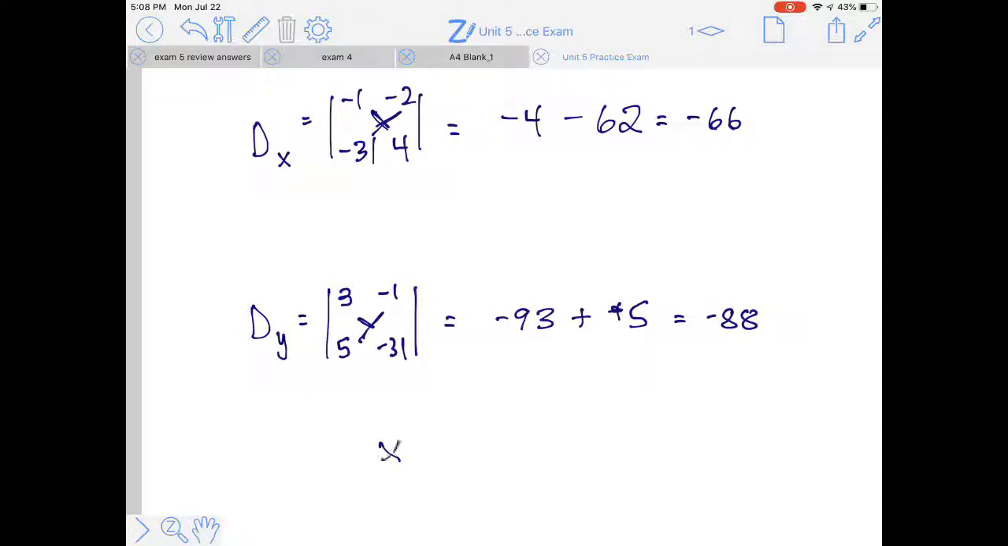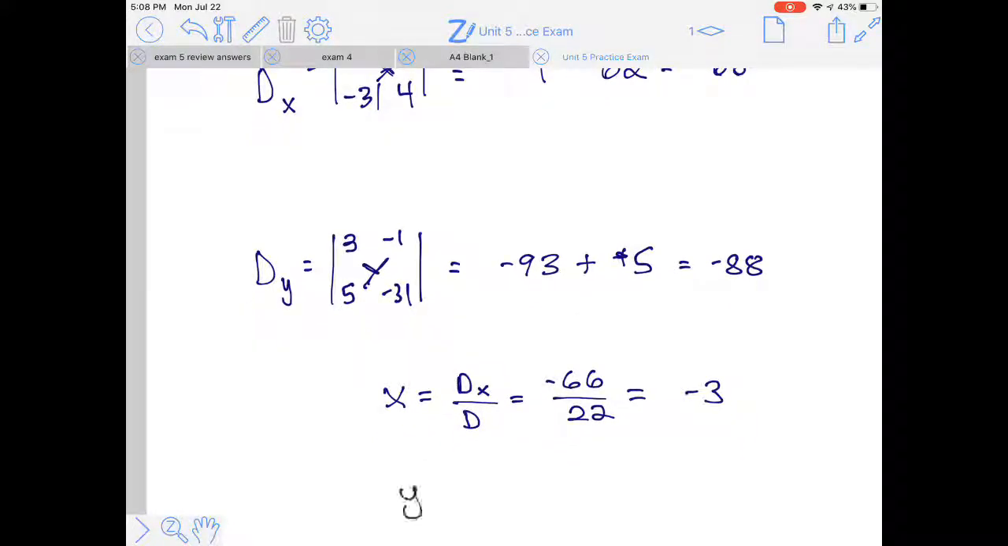So x is your D sub x value divided by D, which is -66 over 22, which is -3. And then y is D sub y over D, which is -88 over 22, equals -4. So then your answer would be -3, -4.